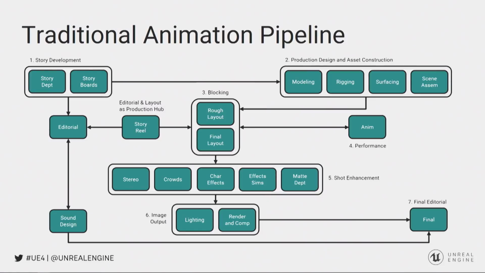Rough layout does a lot of the preliminary blocking and so forth, and it sets up shots to be handed off to animation in order to insert performance. Once the performance is done, it comes back and gets dropped into final layout, where they fix the cameras and push the shot forward into the enhancement phases, where you're doing crowds and character effects and sims and so forth, and then ultimately into lighting and rendering and out to final.